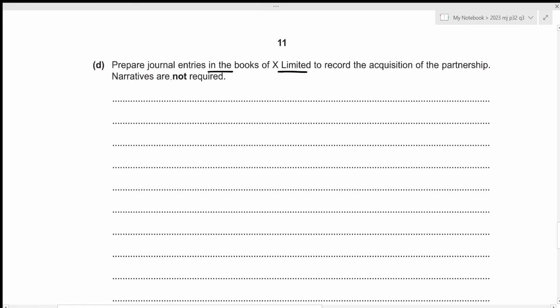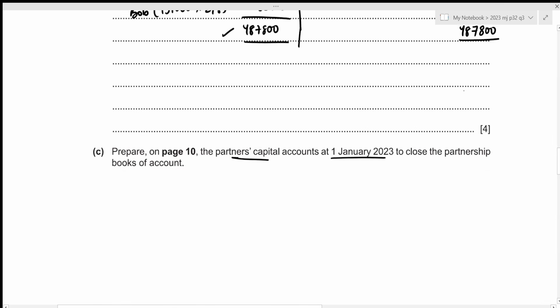So the journal entry is pretty simple, because remember that on the debit side, we record what comes in. And on the credit side, we record what goes out. So while acquiring the partnership business, X Limited will be getting all of their assets. So that's what comes in the business. So we need to record all of the assets taken over on the debit side of our journal entry. Let's have a look above.